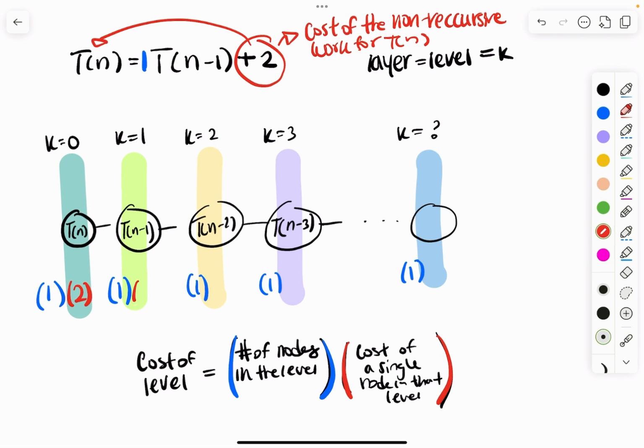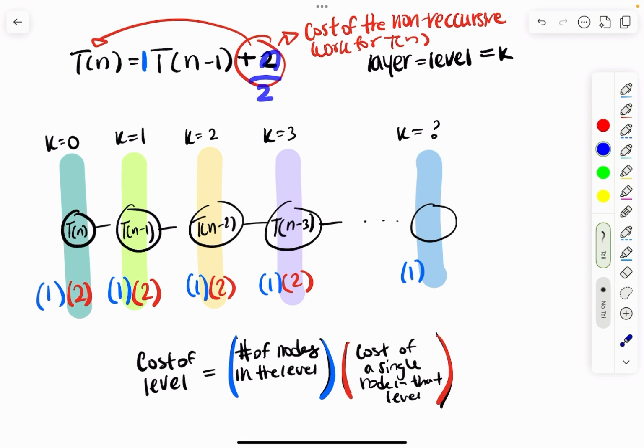So in this case, the cost of this subproblem will also be 2. And the cost of this subproblem will also be 2. And the cost of this subproblem would also be 2. If it's something like n divided by 2 or just n, for example, n means that the cost of the non-recursive work is actually variable. It depends on what n is.